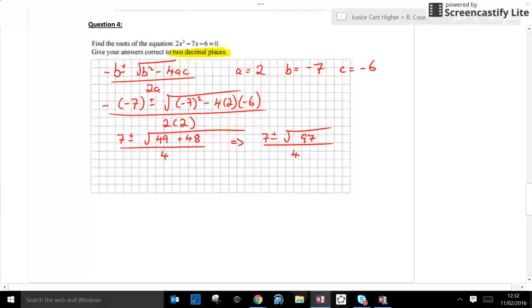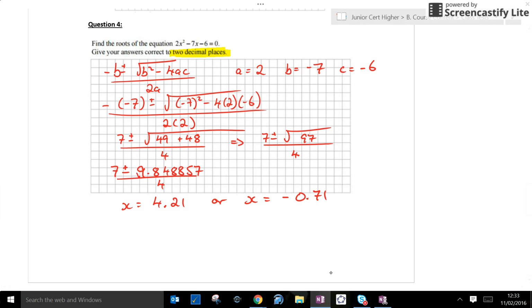Okay, so the square root of 97 is 9.848857, so we have 7 plus or minus 9.848857 all over 4, and that gives us x equals 4.21 or x equals minus 0.71. And that is question 4 completed.